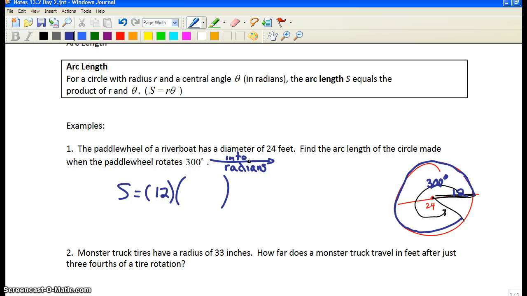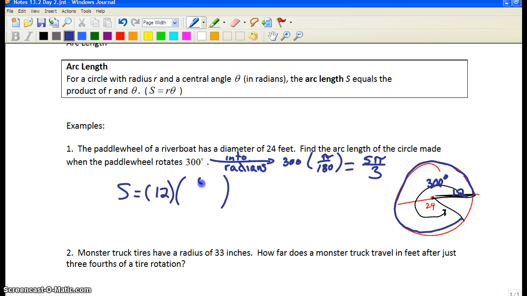We want to turn it into radians, so radians typically have a pi in the answer. So we're going to multiply it by the formula that's pi over 180. And that'll get us a pi in our answer. So what do you end up getting for that? How many radians? 5 pi over 3 radians.